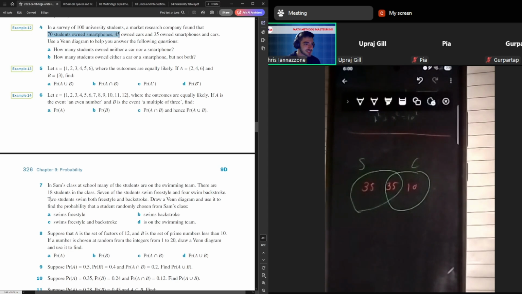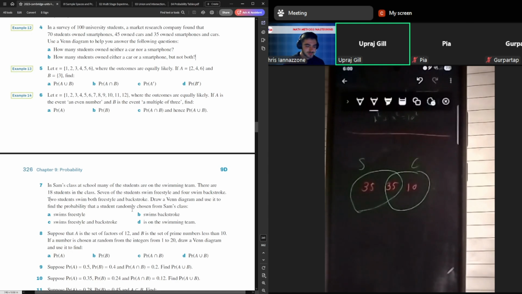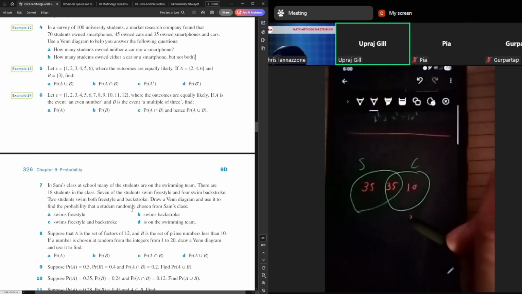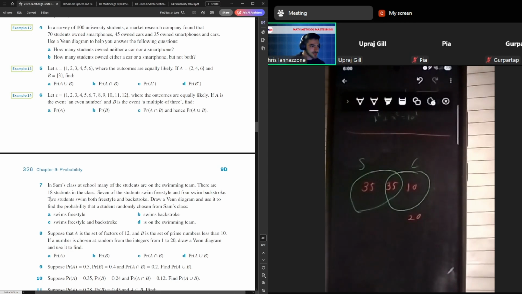Exact same thing for this: 70 and 35. That's also going to make 35. Have we finished our Venn diagram though? There needs to be 20 on the outside because they don't own either a smartphone or a car. Sounds good to me. Yeah, exactly. So again, exact same idea, right? There was 100, and we figured out everything in the Venn diagram, and so 100 minus that is going to give you what's not in the Venn diagram.